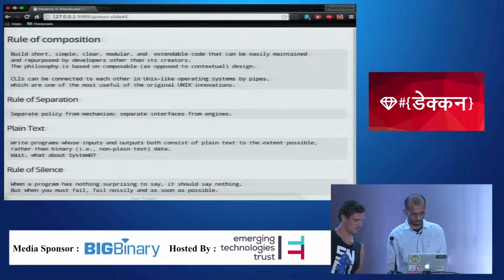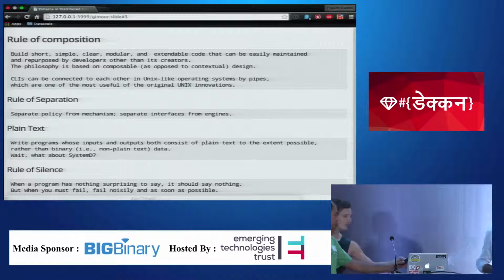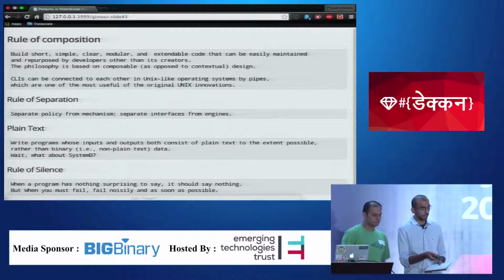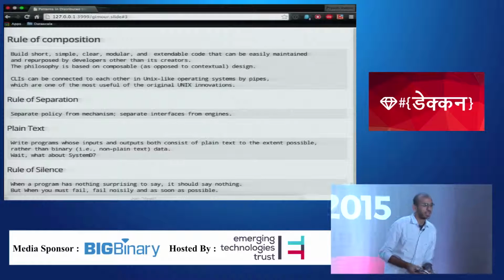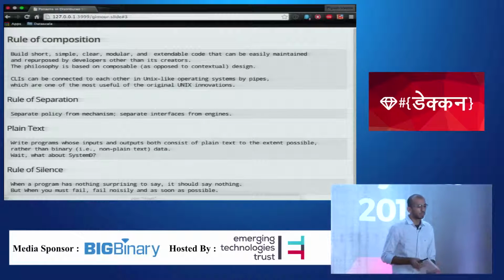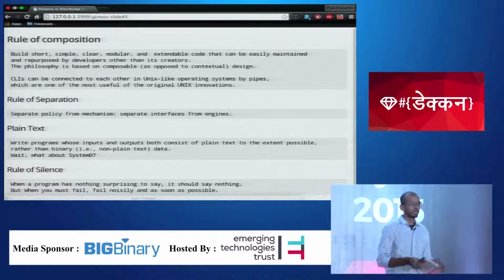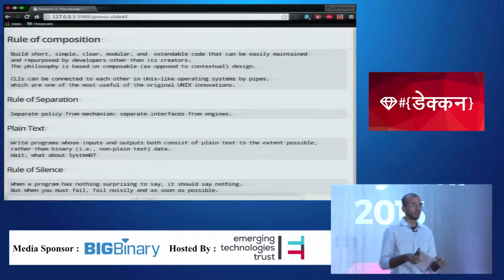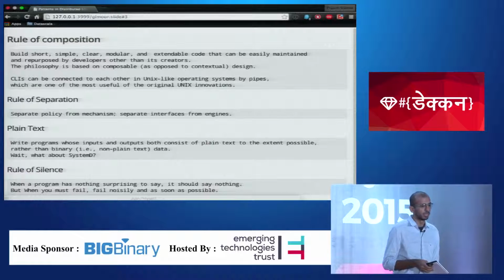Command line tools can communicate with each other using basic pipe operations. You can take the output of one command to another command, and you can build a lot of stuff just using your basic tools that would work standalone as well. There's a rule of separation. Separation means that your engine should be separate from the logic. Plain text: you should write programs which only and only communicate via plain text as long as possible.